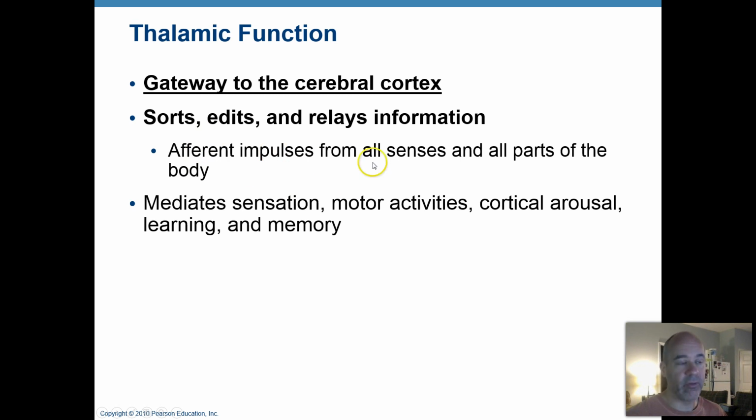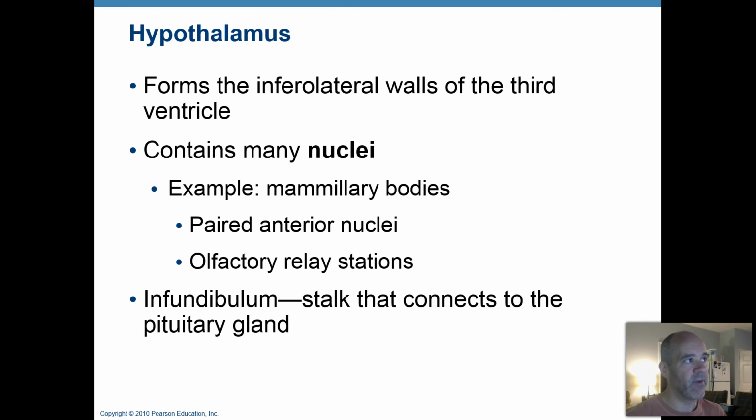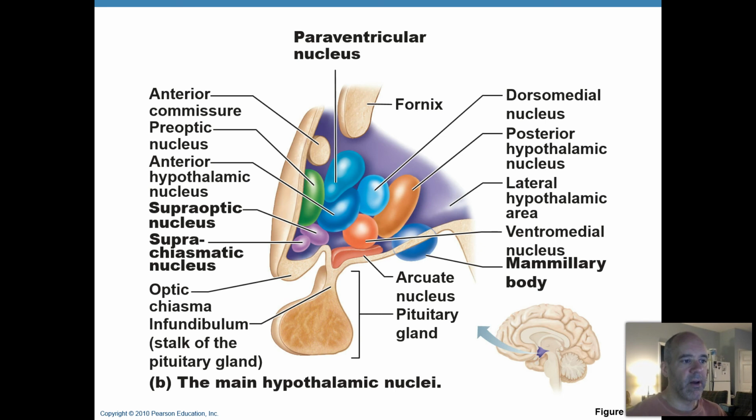Afferent impulses, so upgoing impulses up to the cerebral cortex. It's also involved, interestingly, in things like learning and memory. So many parts of the brain are very, very complex. All right, the hypothalamus, which is, kind of move over here on the map.